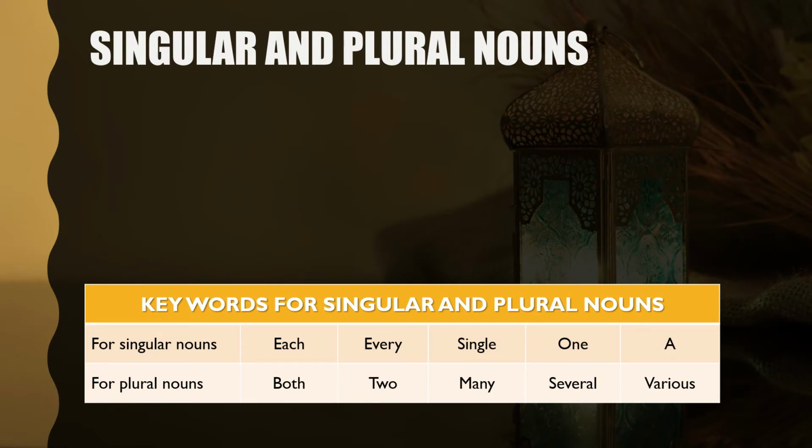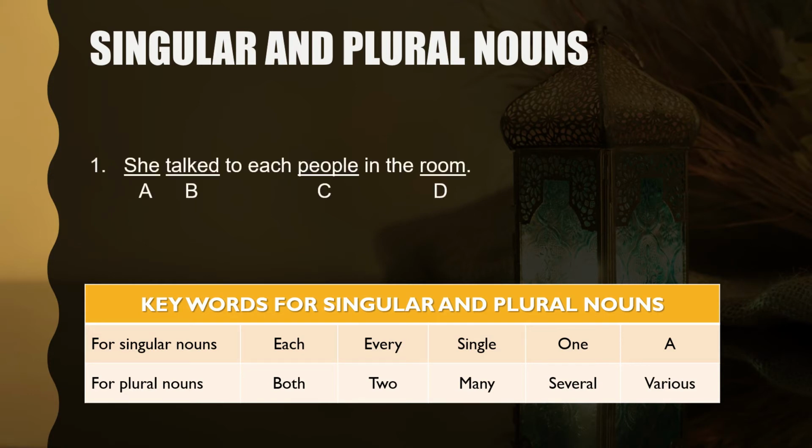And here are the examples of the TOEFL test in written expression using singular and plural nouns. Number 1, she talked to each people in the room. Each is an indicator of a singular noun used here. However, the noun here is used people. It is in plural form, so we must change people into person. So they are correct now.